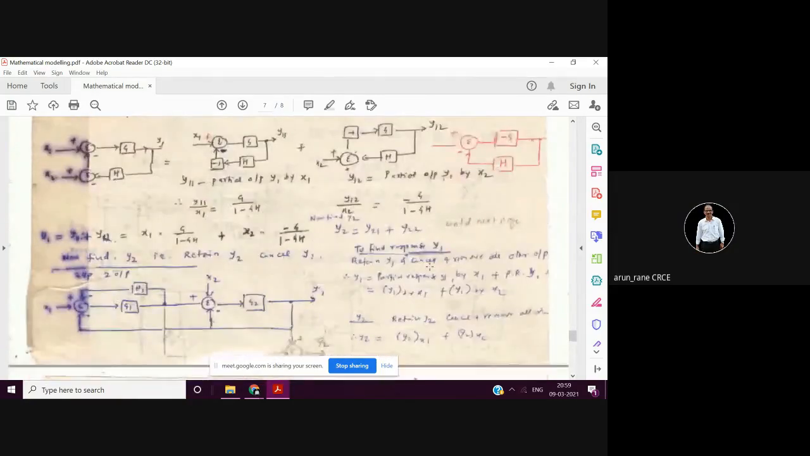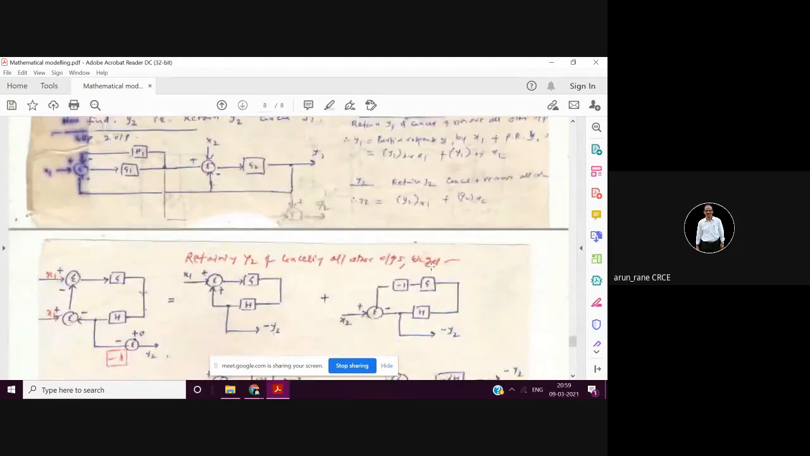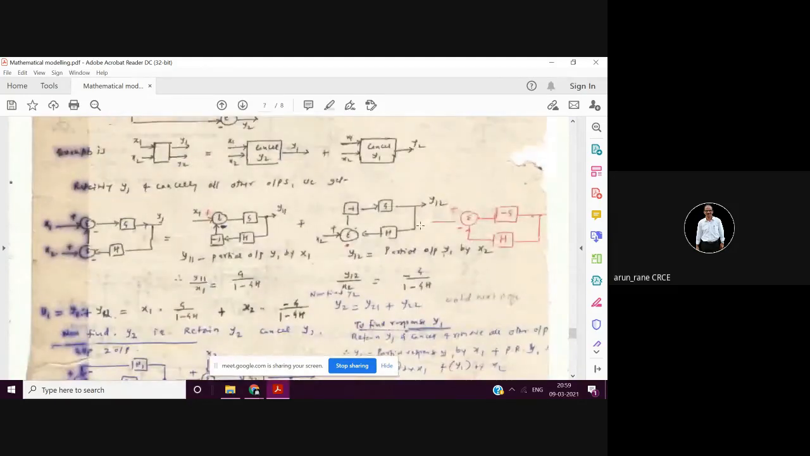Now how to solve this, you know this, isn't it? Here how will we solve? In this case, first you will consider x2 as 0 and find out y1 only because of x1, okay. And then consider x1 as 0 and find out y1 only because of x2. So again here you will get two solutions. Do you agree?